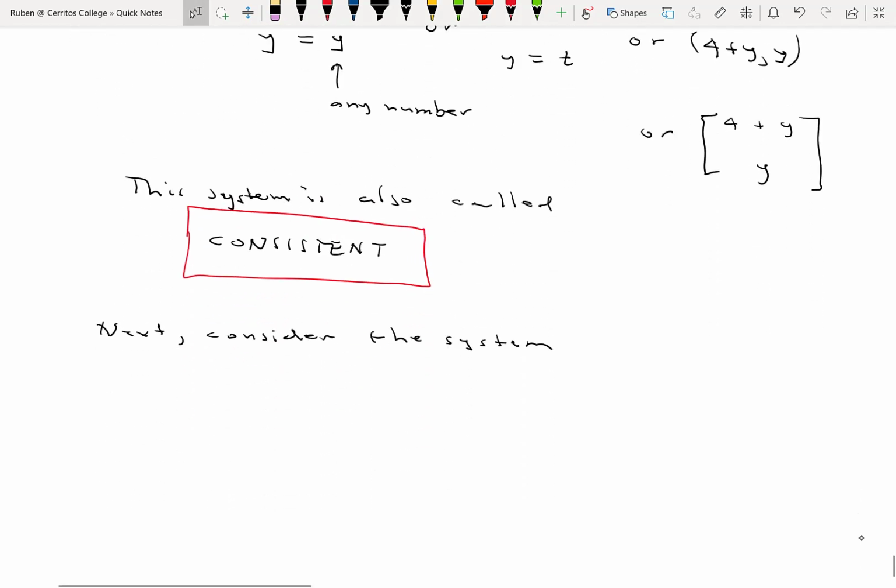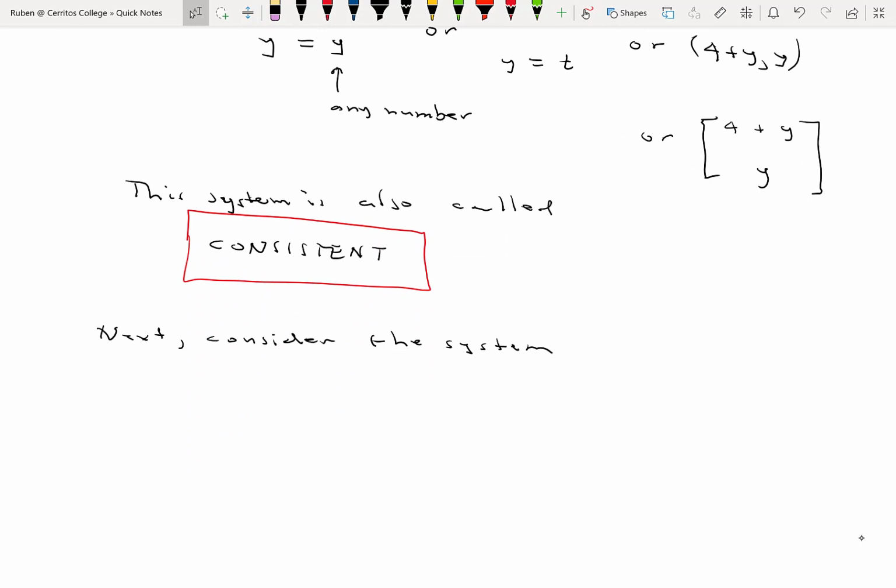And what we're going to do with this system, let's consider the system, still the same equation, x minus y equals 4. But the second equation is now x minus y equals 3. Okay. So without even looking at these equations as representing lines, it's immediately apparent to us that this system has no solutions. Think about it for a minute.